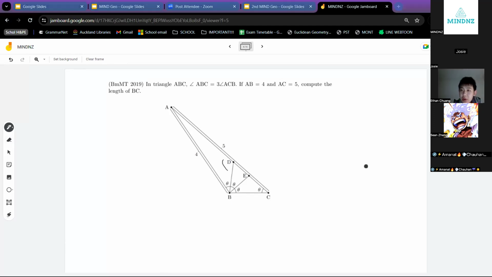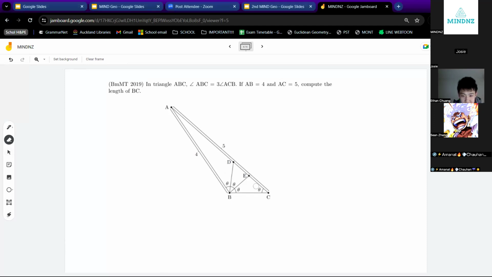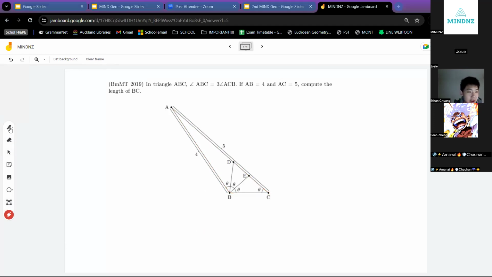Maybe I'll help you guys by giving you all the angles in this question. Maybe that helps you a little bit. So, firstly, if we just consider the big triangle, we've already been given two of the angles, correct? So let's try to find the third angle.